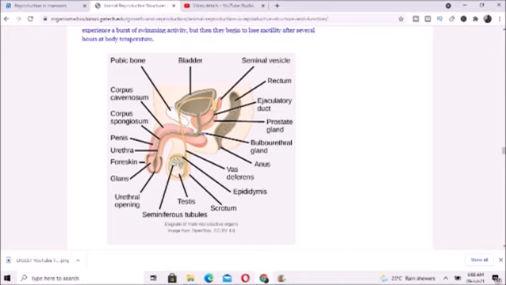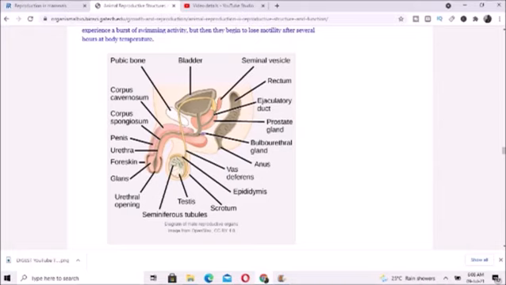Sperm are produced in the seminiferous tubules inside the testes. Sperm cell production is mediated by two different types of cells. The first are the nurse cells, called Sertoli cells, Sertoli with a capital S, which protect the germ cells and promote their development.